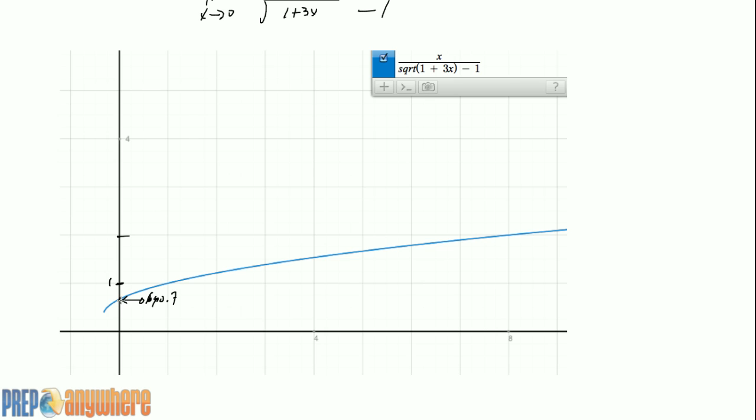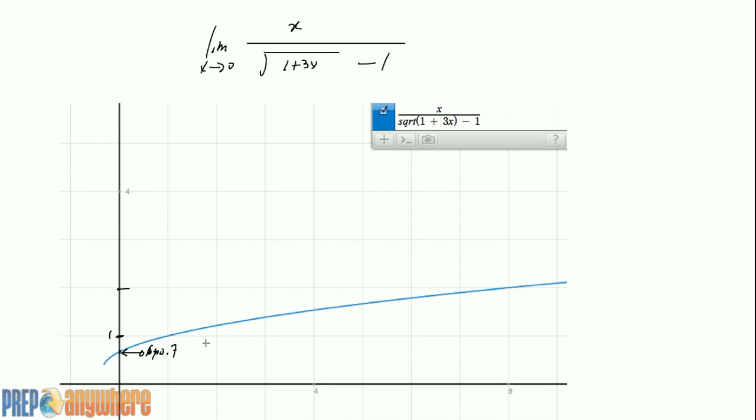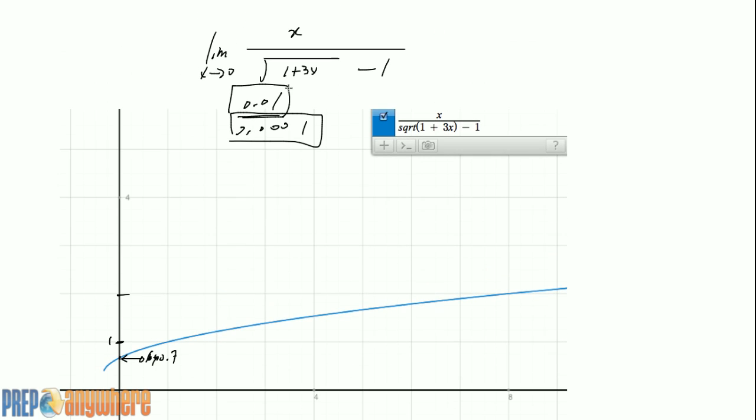Okay, so part B is just asking you, instead of graphically, plug in a value, like for example 0.01. That'll give you a good approximation of what that limit is approaching. If you want to make it more accurate, plug in something even smaller, right? Something even closer to 0, and that'll give you a more accurate estimate of the limit. Okay, so this is a limit that we can do algebraically.